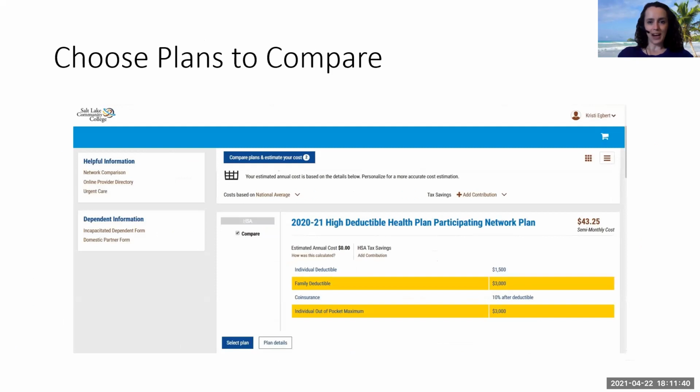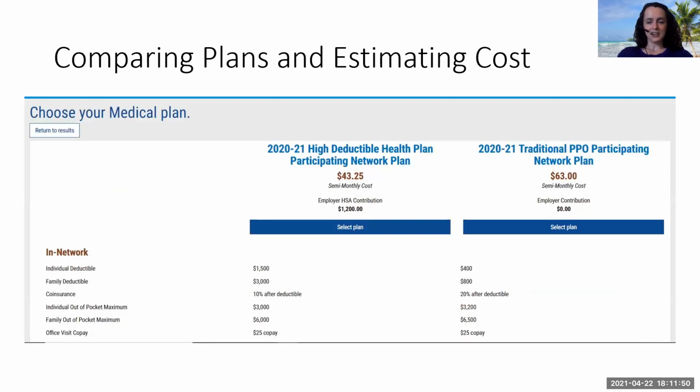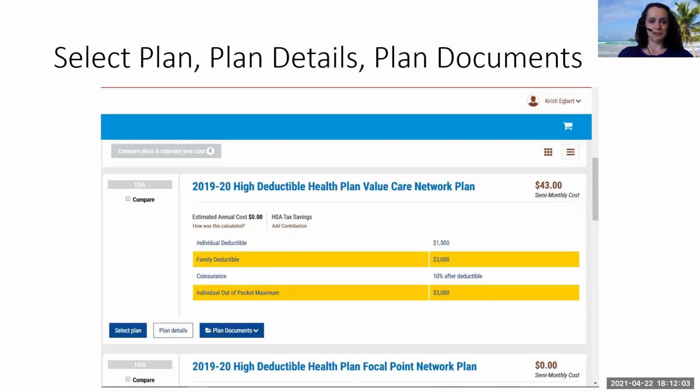The way to compare the plans is there is a little checkbox next to each of the plans that says compare. When you click the checkbox next to two of them, it will compare the two. You can compare different networks and different plans side by side. It will compare the deductibles, the co-insurance, which is the percentage you pay, the out-of-pocket maximums, and more plan details. When you're ready, this is where you can select your plan. This is where you can click on plan details and plan documents. There are also plan details and plan documents on the open enrollment page.